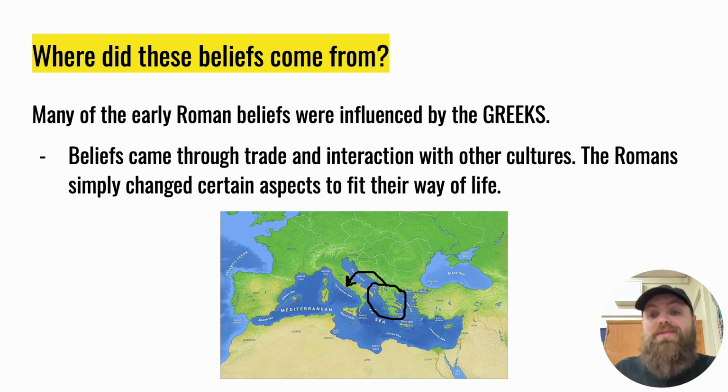Some of you may be familiar with Zeus. Zeus is the Greek god. The Romans changed his name to Jupiter. Some of you may be familiar with Hera. The Romans changed Hera's name to Juno, and she is the goddess of women. Others of you may be familiar with Athena, the goddess of wisdom. The Romans changed her name to Minerva, who is also the goddess of wisdom. They are counterparts, and the Romans took these beliefs and changed them ever so slightly to fit their specific way of life.